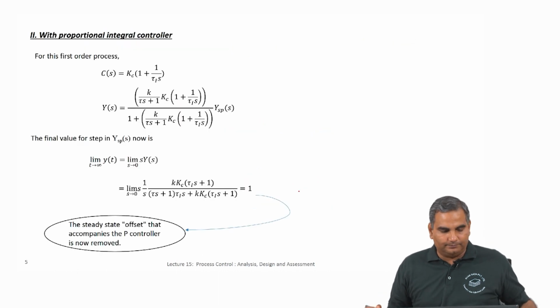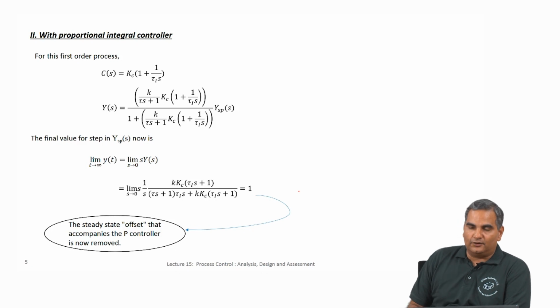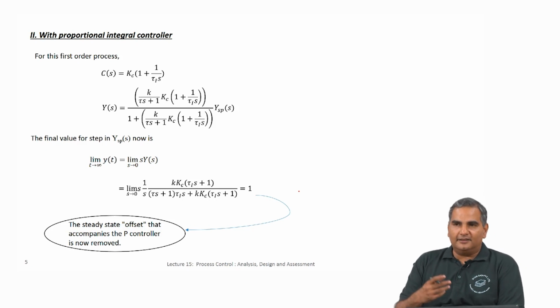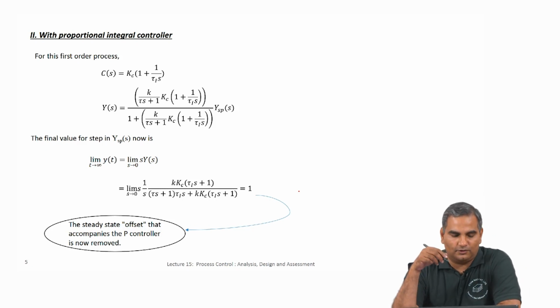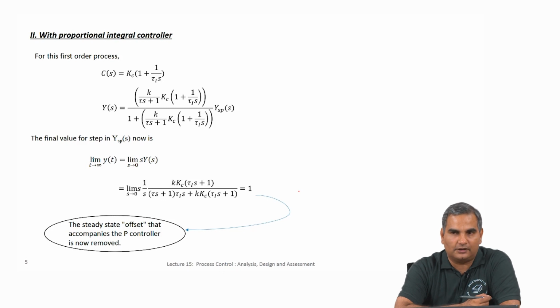Now, let us repeat the same exercise for a proportional integral controller. The reason you use a proportional integral controller is to get rid of one disadvantage of the proportional controller, which is the fact that a proportional controller has an offset. So, in this case, we are going to see whether introducing an integration action removes this offset. Okay, let us see what happens.